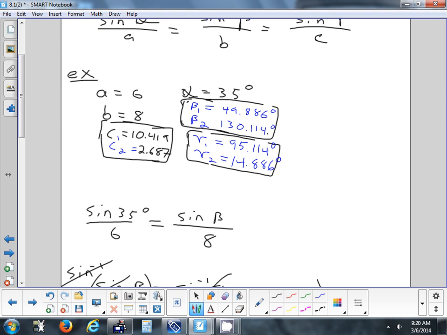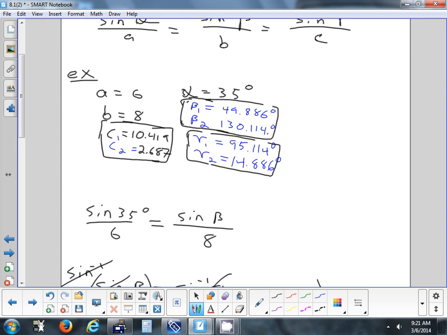If we check the beta 2s and gamma 2s, we have a 35, a 130, and a 14. The 130 is the biggest. And let's see, is 8 the biggest? We have 6, 8, and 2. 8's the biggest. Okay? And you can check the smallest. 14.886 is the smallest, and 2.687 is the smallest.